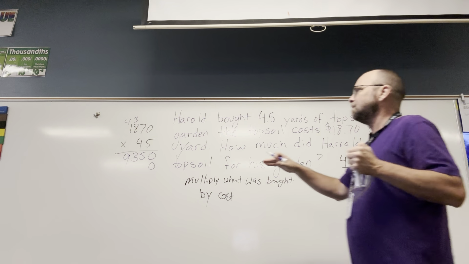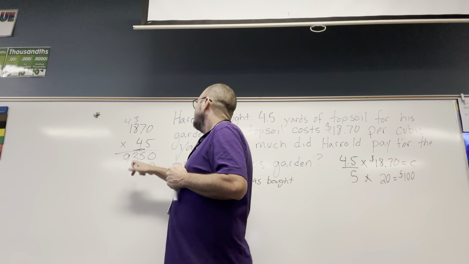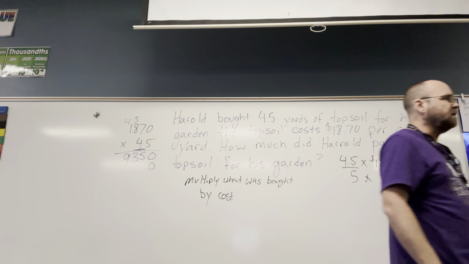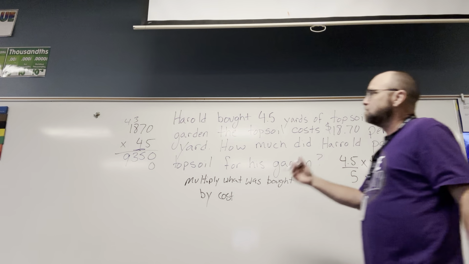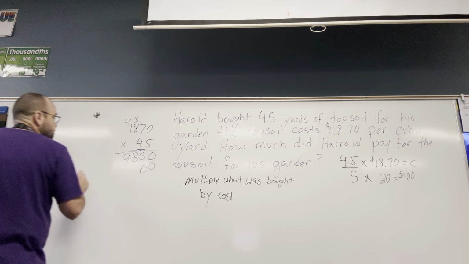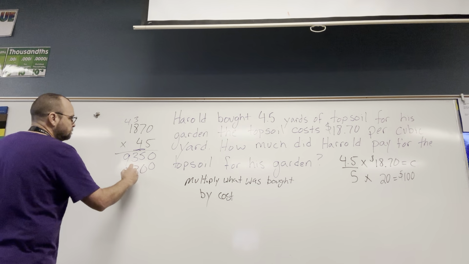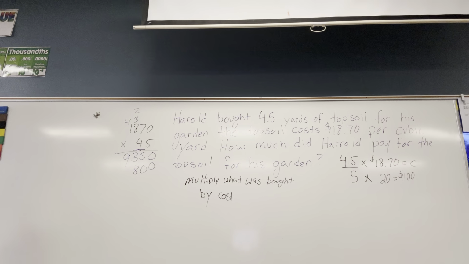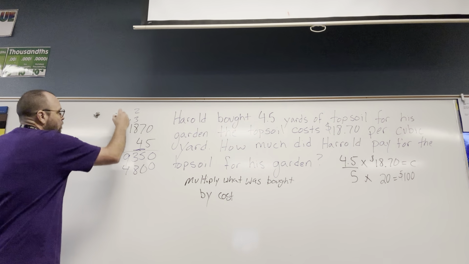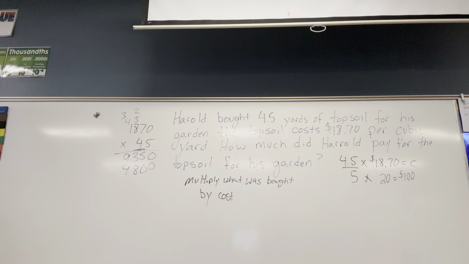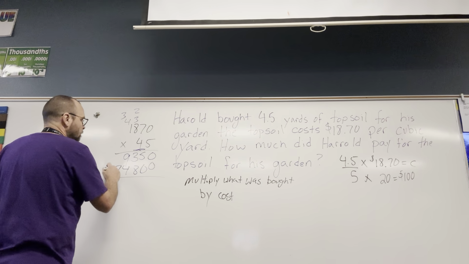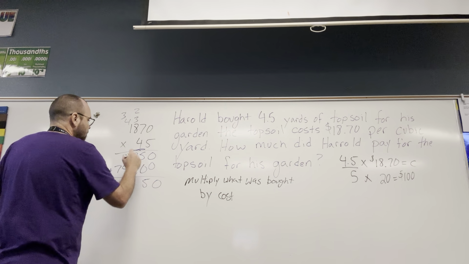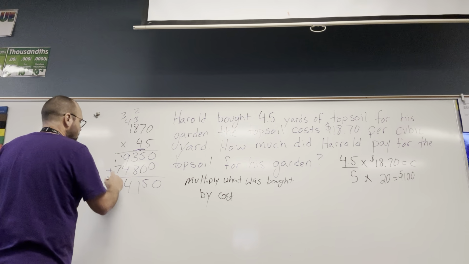Now we're moving to the tens place. So that's why this 0 goes in the ones place, because I'm not adding anything to the ones place, because I'm going into the tens place. 4 times 0 is? 4 times 7? 28. 4 times 8? 32 plus 2 more? 34. 4 times 1? 4. Plus 3 more? Then we add the columns.